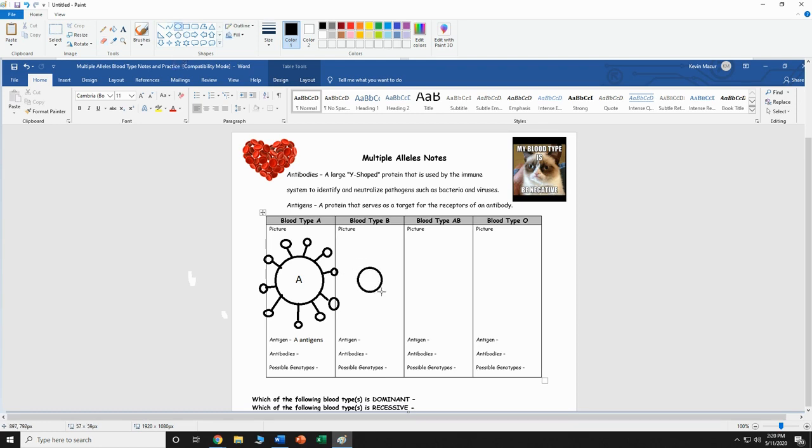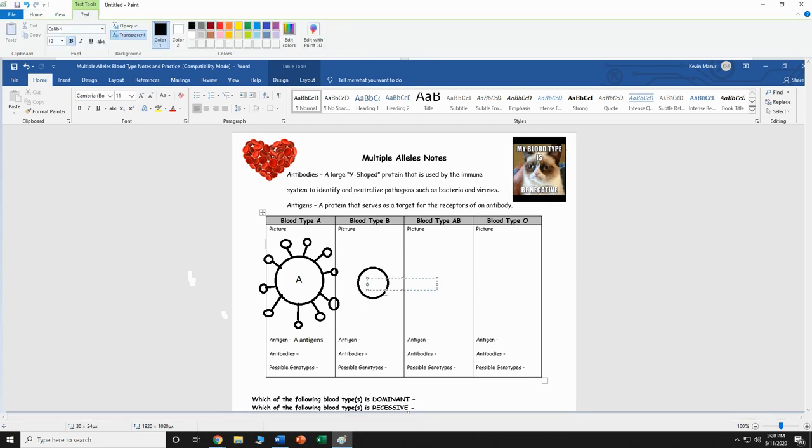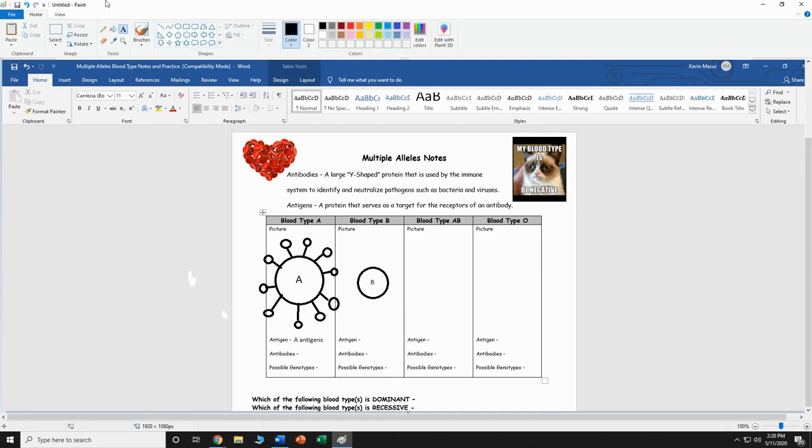Let's do blood type B. All right, so in actuality, it's the same size as blood type A. I'm just making it smaller because I kind of ran out of room. All right, so let's put a capital letter B in there. Okay, and for blood type B, it's going to be like blood type A, except instead of it being circles on the end of the sticks, it's going to be diamonds.